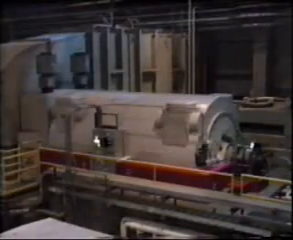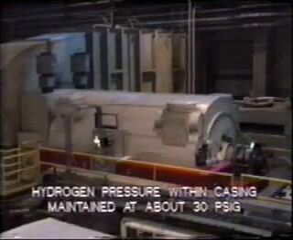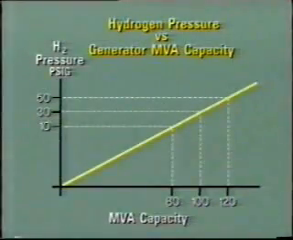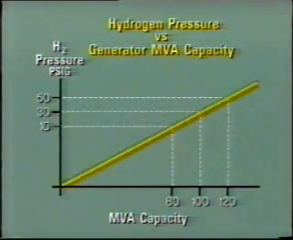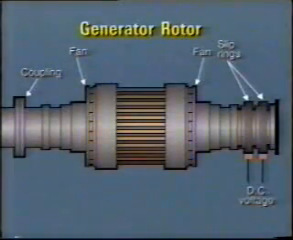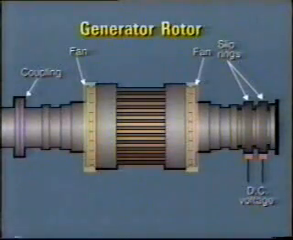The generator casing is built as a sealed unit, with hydrogen inside the casing being maintained at a pressure of about 30 psig, say 3 bar. Not all units operate at the same hydrogen pressure, so make sure that you know the operating conditions for your particular unit. Actually, the higher the hydrogen pressure, the greater the cooling effect, and consequently, the MVA output of the generator can be increased. The hydrogen is circulated within the generator by shaft-mounted fans, similar to the arrangement for air-cooled generators.